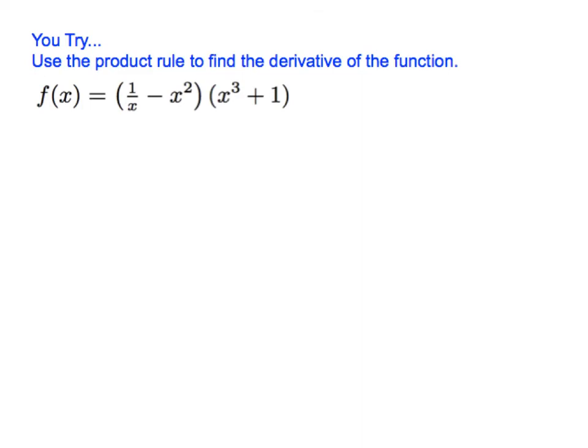Okay. I'm going to leave this one for you to try, so pause the video, work through it, use the product rule to find the derivative here. Okay, when you finish, unpause and check your work.